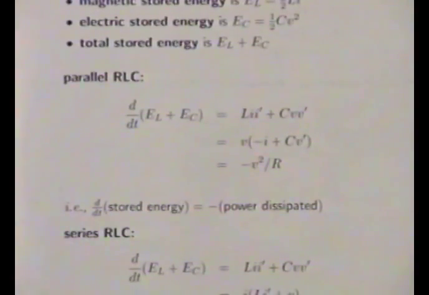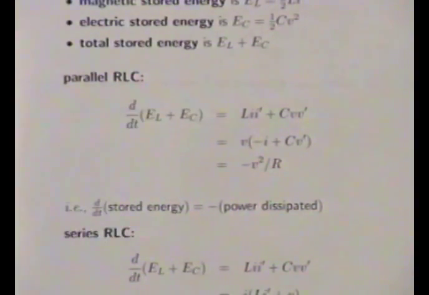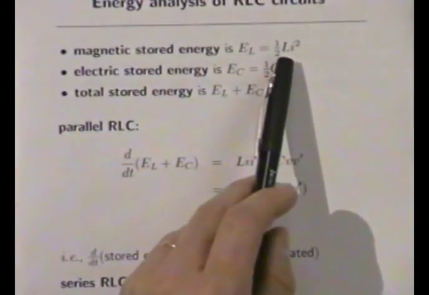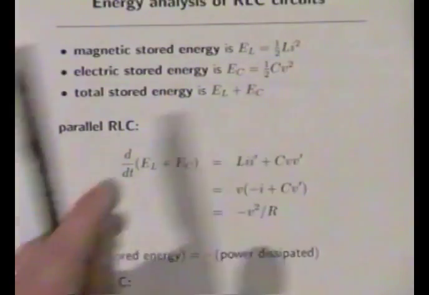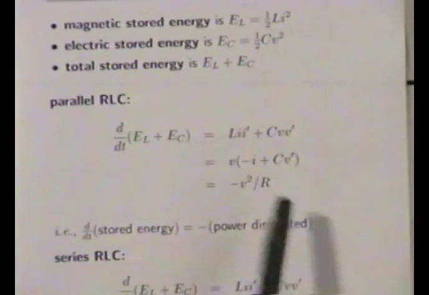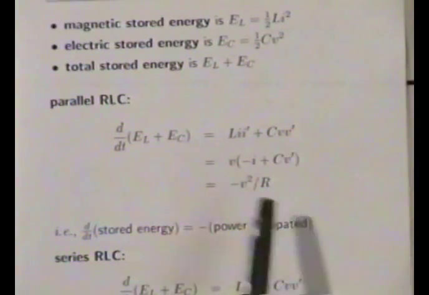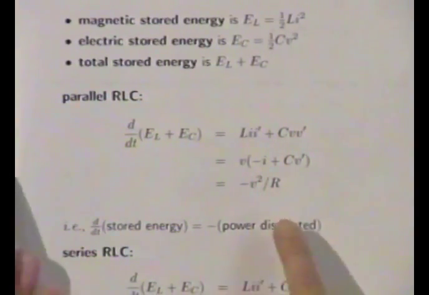And if you then calculate what the time derivative of the total stored energy is, you just work out what it is. I just take the derivative of this, where the 2 comes down and kills the half, so I get L i times i prime, plus here C V V prime, and you plug in what i prime is and what V prime is, and you get this. And that simplifies to minus V squared over R.